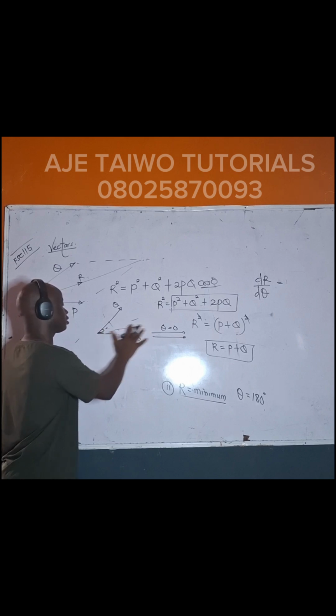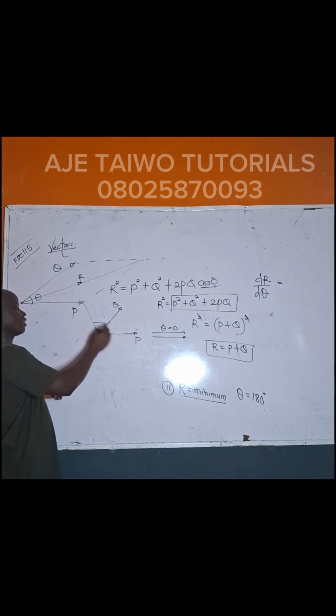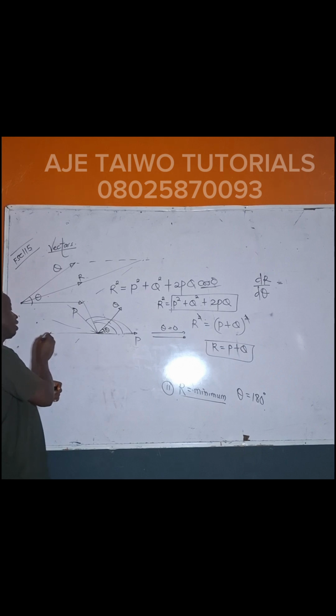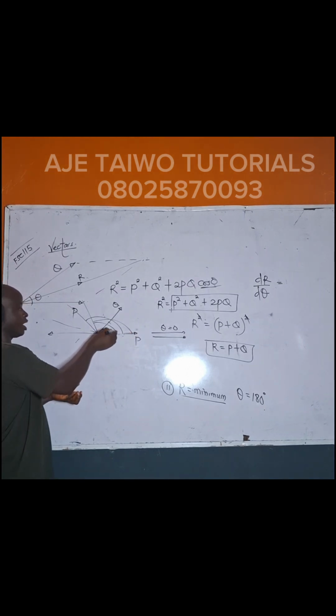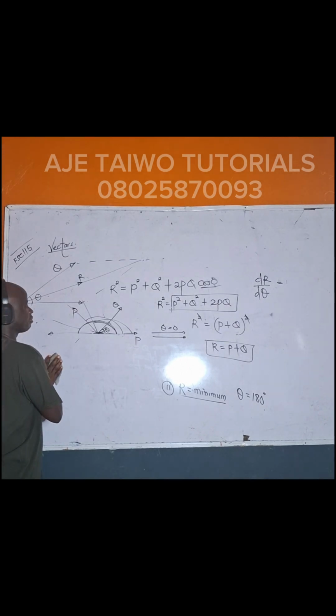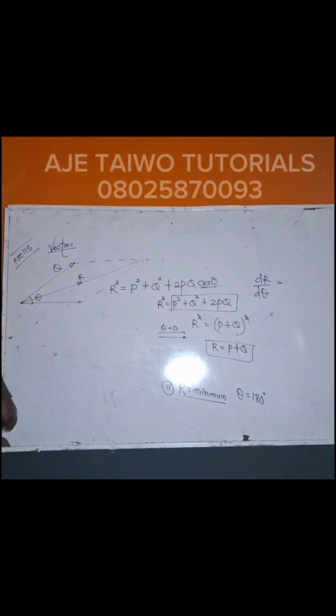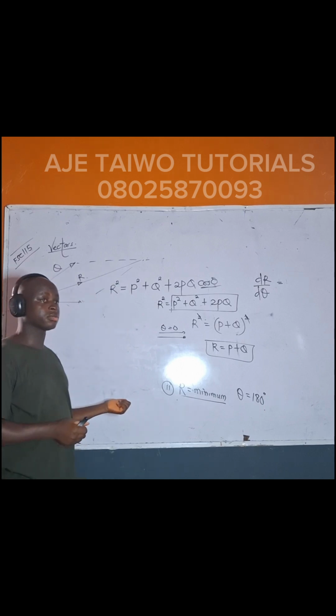But if you do the other way around, this is the angle between P and Q. If you open it up, theta increases. If you open it more, theta increases, until you get here. That Q will be acting like this, P will be acting like this. What is the angle between P and Q in this case? Anybody? Okay, 180 degrees.